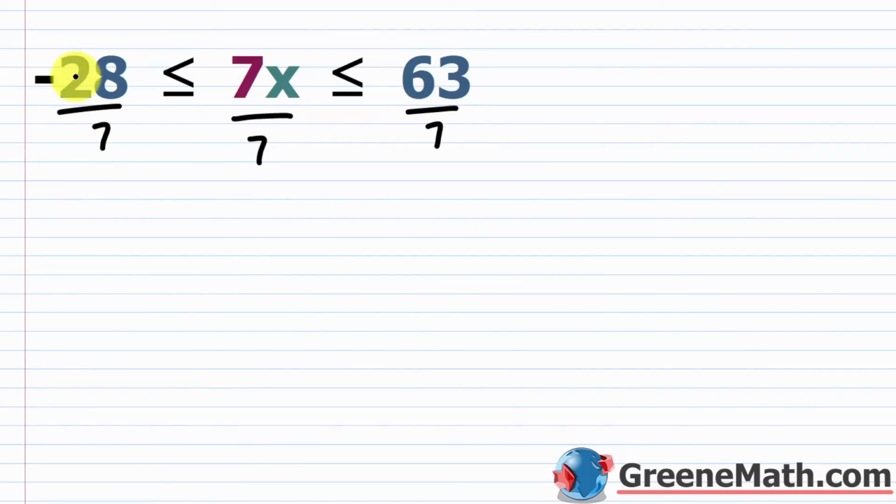On the very left, negative 28 divided by 7 is going to be negative 4. Then I'm going to put my less than or equal to symbol. Then 7 divided by 7 is 1, so I just have x. Then I'll put another less than or equal to symbol. And 63 divided by 7, all the way here on the right, is going to be positive 9. So this gives me a solution where I say x is greater than or equal to negative 4, and it's less than or equal to 9.